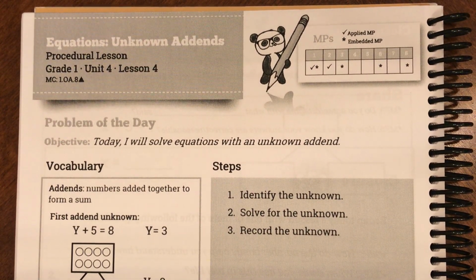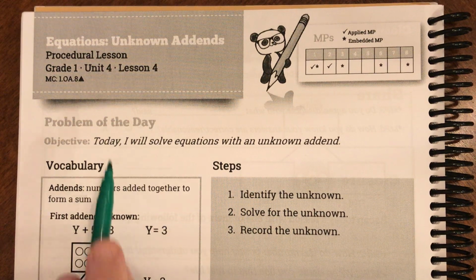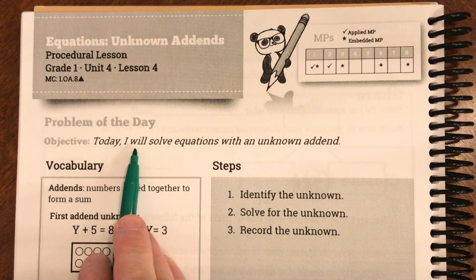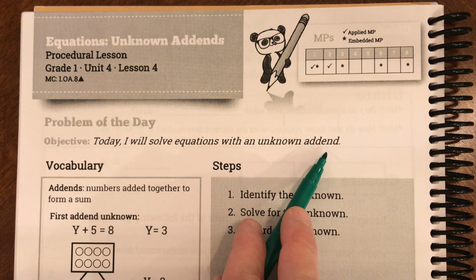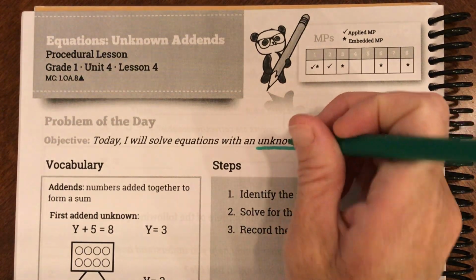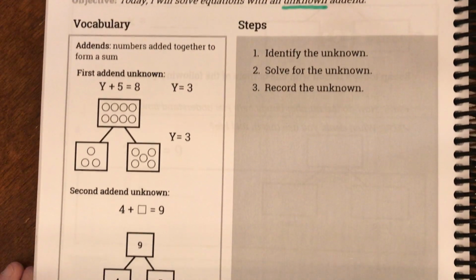Today we are on page 243, and our objective today says, today I will solve equations with an unknown addend. So we have this idea of an unknown addend again, which means we just don't know what it is. They might show it to us using a letter or a shape, but they're not going to tell us what the number is. Okay, so let's look at our vocabulary.